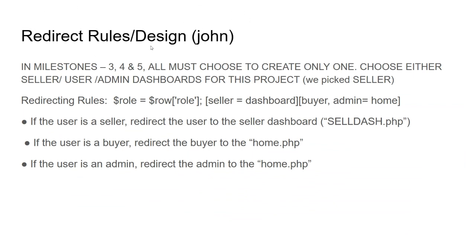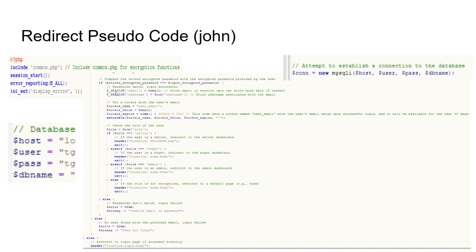Here are the redirect rules. We picked seller. Our project had a few requirements. We picked to make the seller role and dashboard. I'll keep it simple. Seller gets redirected to the seller dashboard. Any other role, buyer, admin, you get sent to the home page. So if the user is a seller, you get sent to sale-.php. Anything else, home.php.